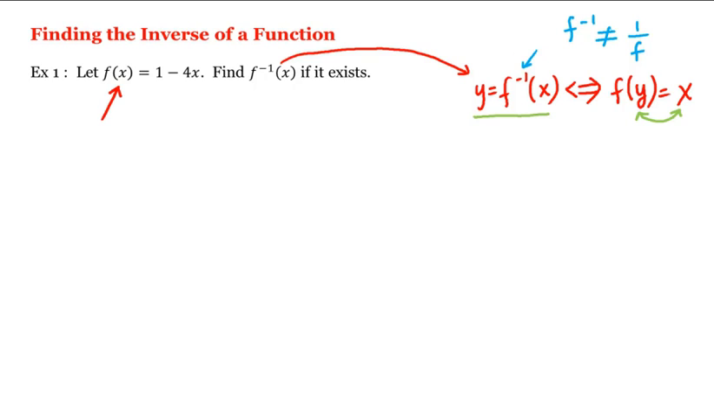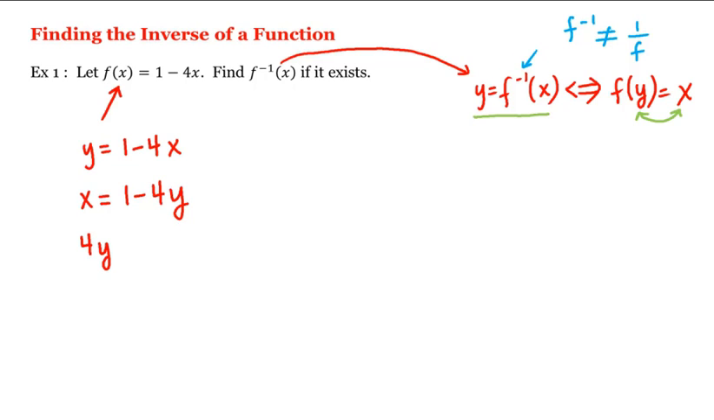That is, let's let y equal f of x, or 1 minus 4x. And now we'll interchange the roles of x and y. So wherever we see a y, we'll put an x, and wherever we see an x, we'll put a y. And then we'll solve for y.